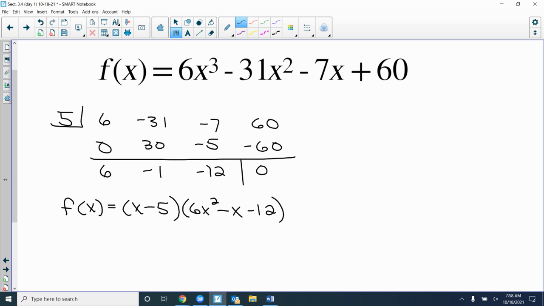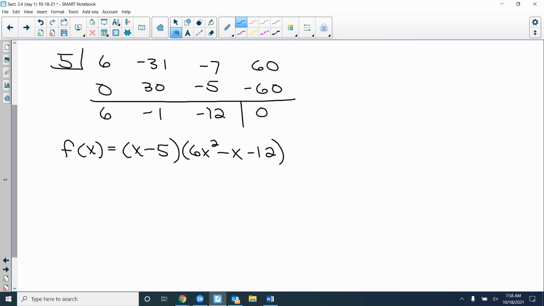I gotta do that so I get that second polynomial. Because now what do I do with this second polynomial? This is no different than what we did earlier. This is another reason why we spend so much time solving quadratics. You're just solving a quadratic. You can complete the square, you can factor, you can use the quadratic formula.